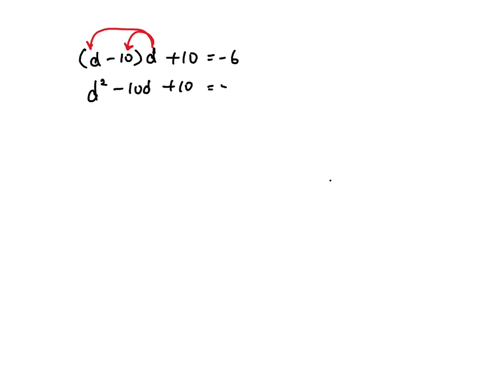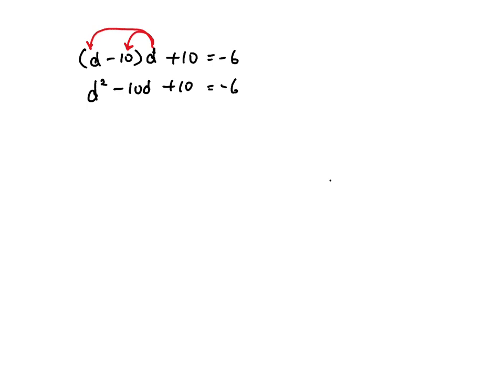Let's go to d minus 10, d plus 10 equal -6. Okay, the way that this problem is written is a little weird. They put a d in the back instead of the typical front, but it doesn't matter. We can just go ahead and distribute. Alright, so you get d squared minus 10d plus 10 equal -6.